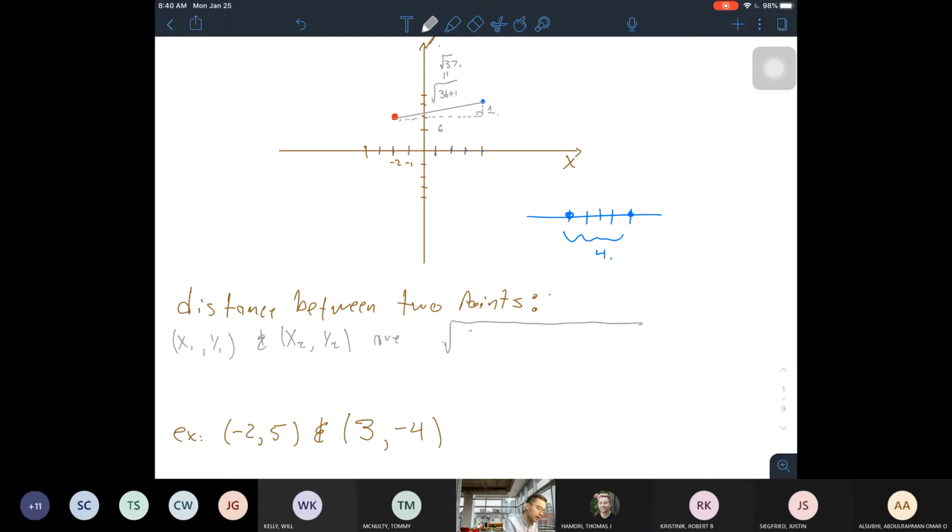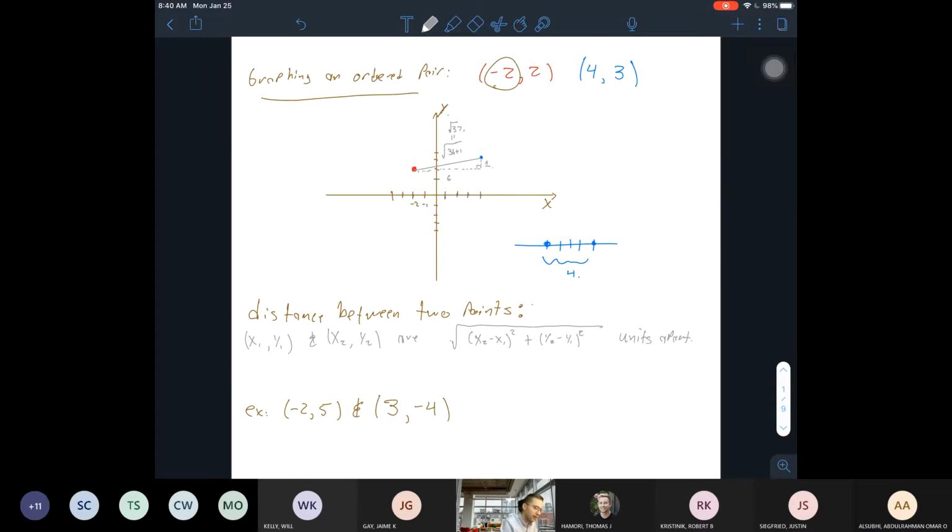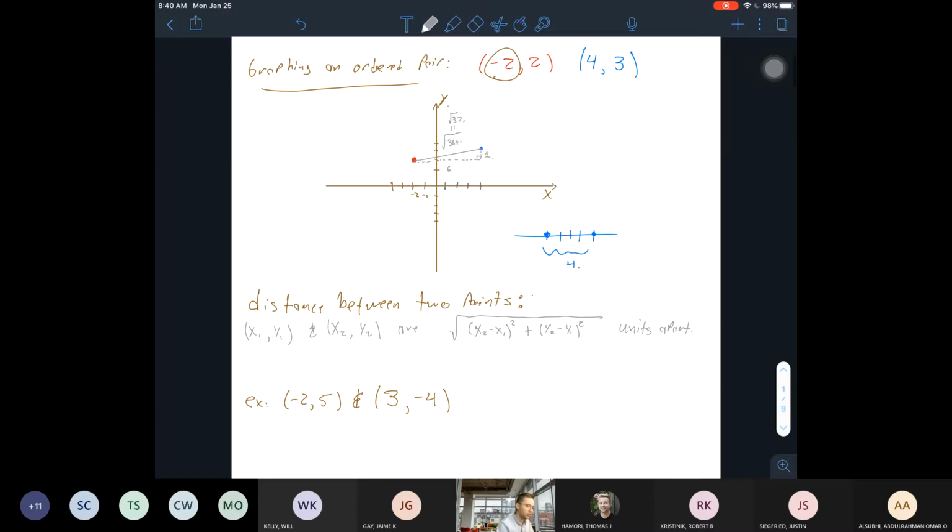They're going to be the square root of (x2 minus x1) quantity squared plus (y2 minus y1) quantity squared, units apart. Okay, so any numbers that I have, in our case, x1 and y1 were -2 and 2, and x2 and y2 were 4 and 3. And so that's how we would apply that formula. So that's one thing that you could memorize or put on a formula sheet for your exam or something like that.